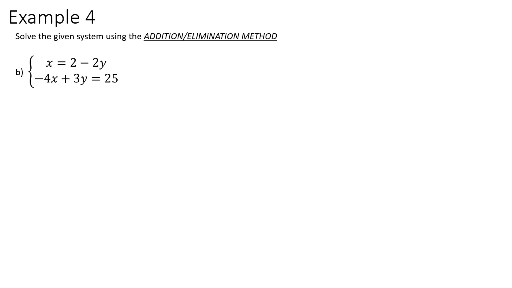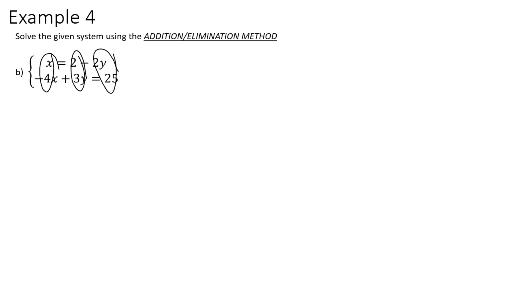Example 4, solve the given system using the addition or elimination method. All right, so the first step in this method is to add down, which is actually, it works for x and minus 4x, but that's problematic for the other terms because 2 and 3y are not like terms, and 2y and 25 are not like terms. So whenever you use the addition and elimination method, before you even start, you have to make sure that your x's are lined up vertically, your y's are lined up vertically, your equal signs are lined up vertically, and your constants are lined up vertically.